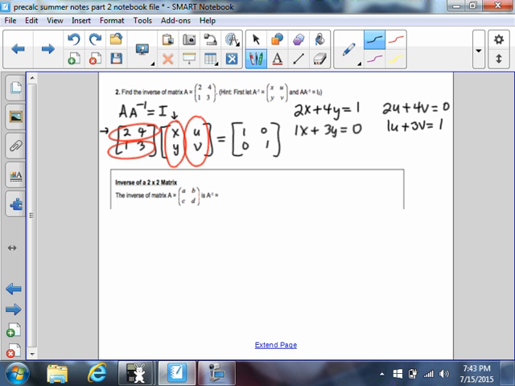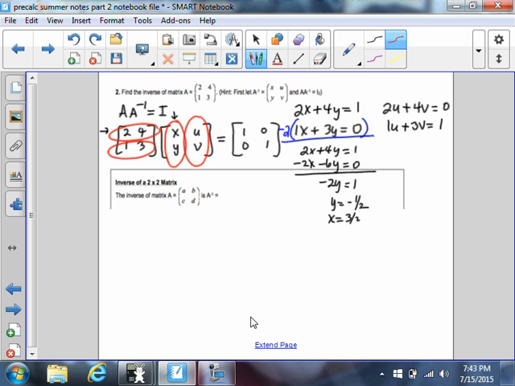In order to find x, y, u, and v, I do a system of equations. I'm going to multiply the second equation by -2. So I get 2x plus 4y equals 1, and I have -2x minus 6y equals 0. When I add straight down, I get -2y equals 1. So y is -1/2. If I go back into any of those equations to solve for x, I end up getting x equals 3 over 2.